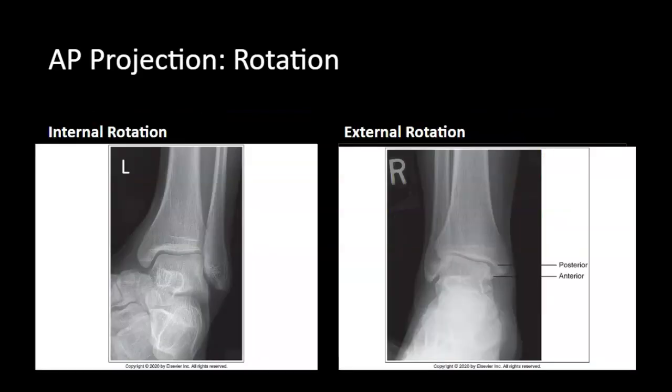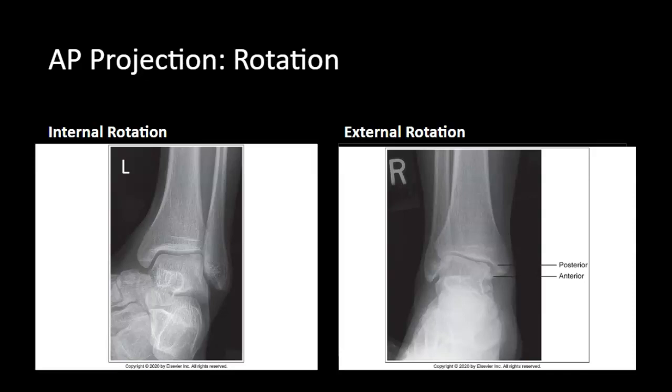When there is rotation in an AP projection of the ankle, you immediately want to turn to look for the medial mortise and determine whether it is open or not. If it is not open, then there is some type of rotation. And so how do I determine that rotation? You're going to look at the relationship of the tibia and fibula primarily.